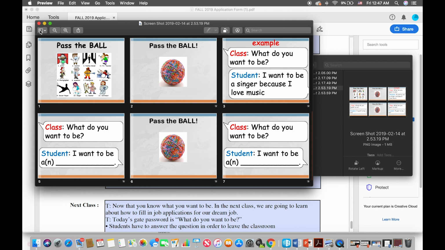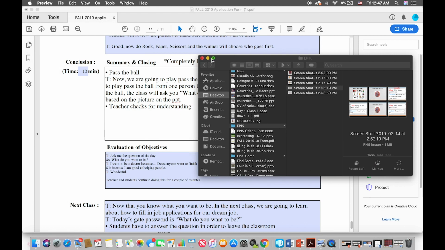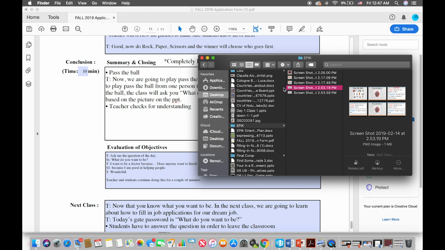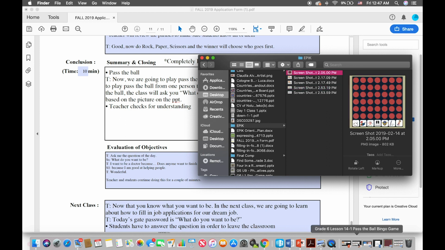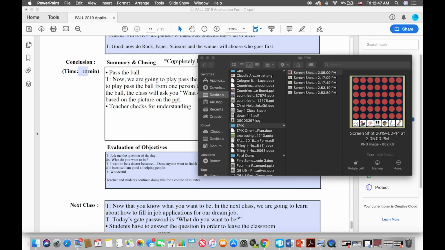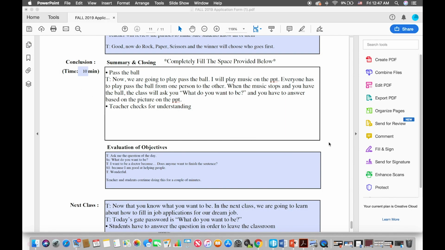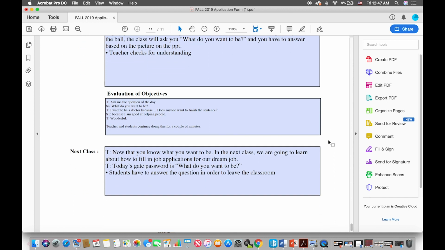And I use screenshots because they say you need to have at least 2 pages of the material that you are going to be using in your lesson plan. So I just did a PowerPoint, clicked on this one, and then took a screenshot, and then I will make 2 pages of a PDF document and attach it to this one.